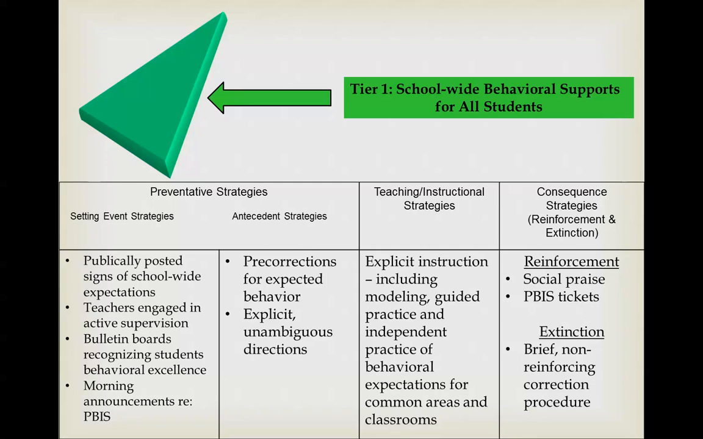How are we implementing extinction? Well, the standard correction procedure in PBIS for kids who aren't meeting school-wide expectations is to ask them to verbally restate the expectation for talking or movement in the hallway, whatever it is you taught, then ask them to show it to you and then praise them for doing it. That's a brief, non-reinforcing correction procedure.